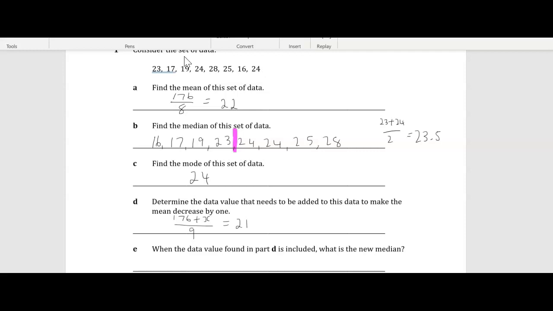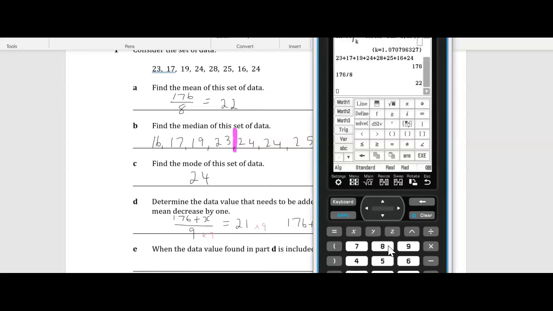So I'm going to multiply both sides by 9. So I've got 176 plus x, 21 times 9. I'm just going to do that on the calculator. So 189.